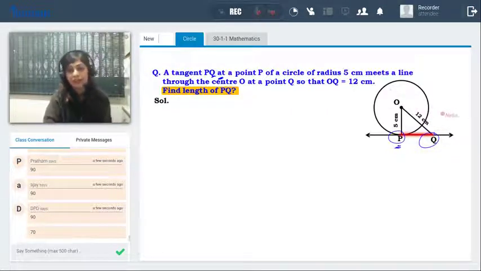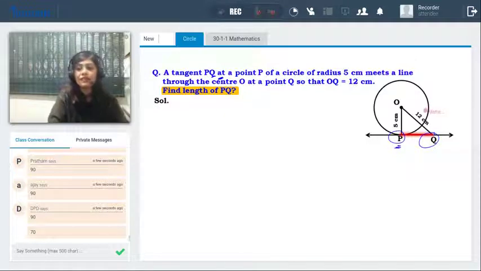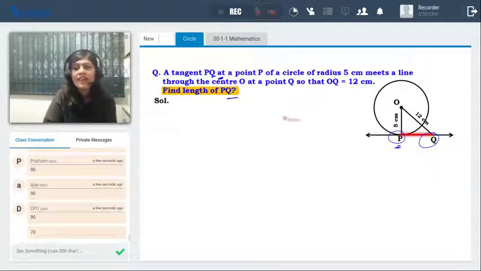So that OQ is 12. Now we definitely know that radius is 5 and OQ is 12. We need to find PQ. That means we need to find the length of the tangent. Now students, if you observe, this is just any random triangle right now, and we cannot say anything about PQ, right, unless we know something specific about the triangle.